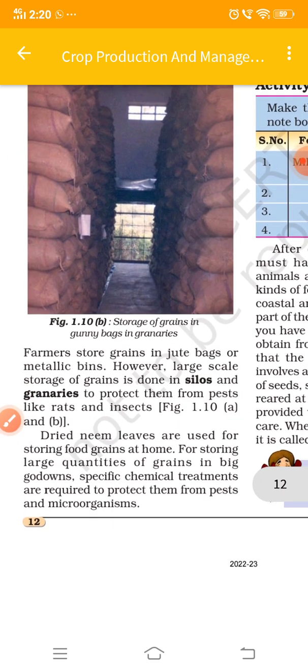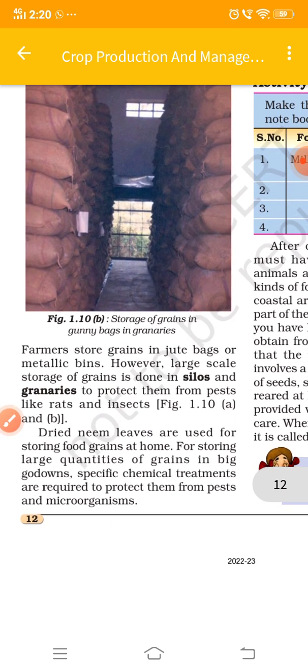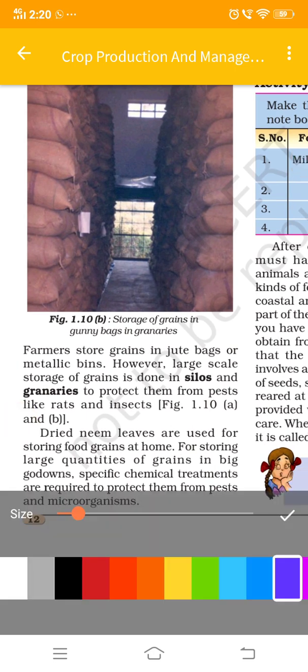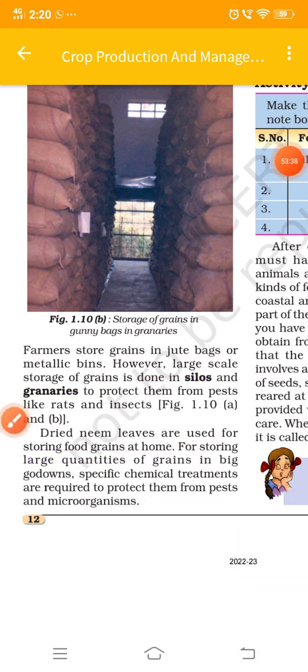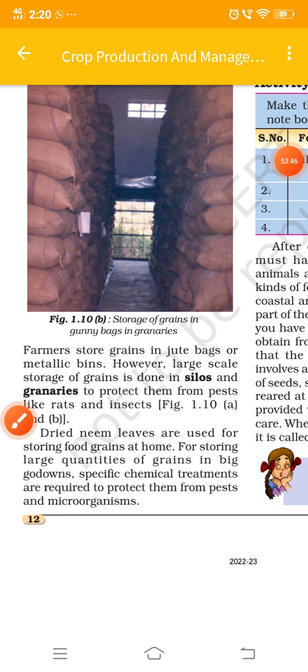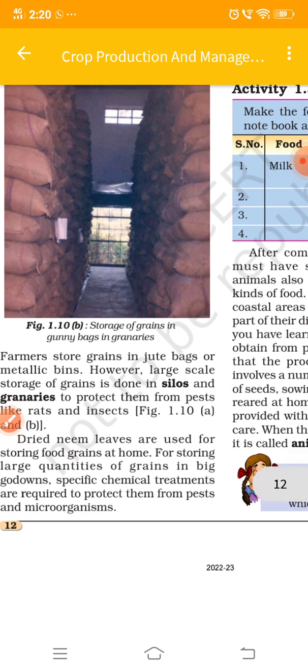Dried neem leaves are used for storing food grains at home. For storing large quantities of grain in big godowns, specific chemical treatments are required to protect them from pests and microorganisms. As we know, neem leaves are medicinal plants, and they act as a chemical and protect from microorganisms, maybe due to their smell, fragrance.